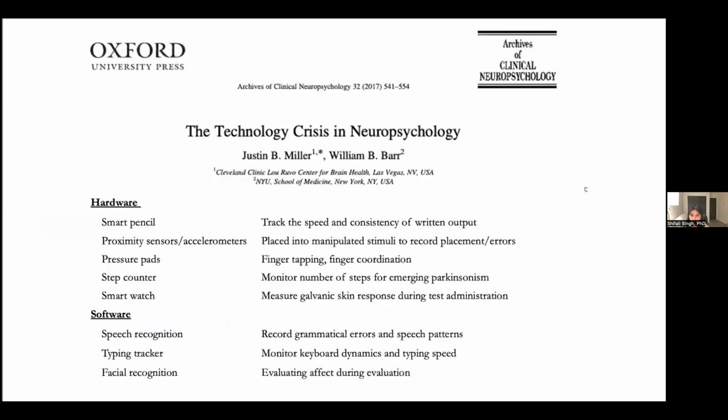And one example of the types of tools that we can use, I love this paper by Justin Miller and Bill Barr, in that, it's one of the really great ones to integrate a lot of different digital tools, hardware, and software that we can use as a proxy for cognition.